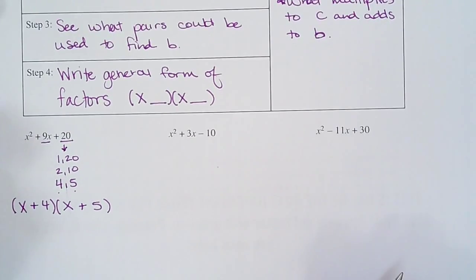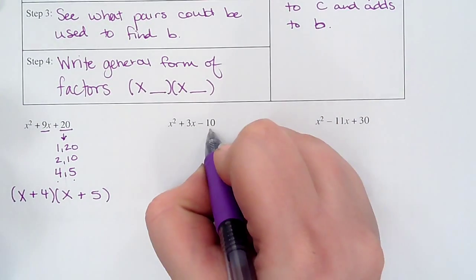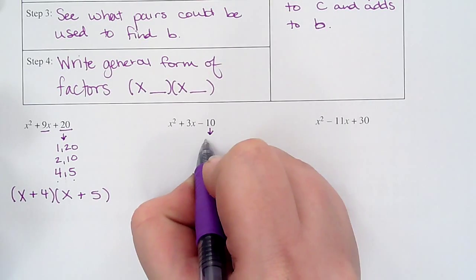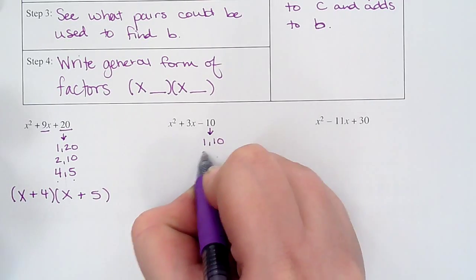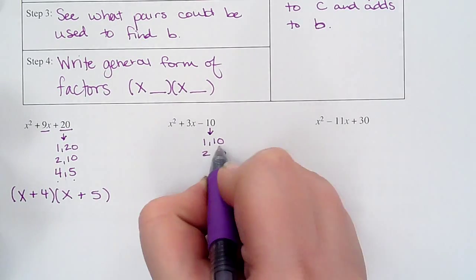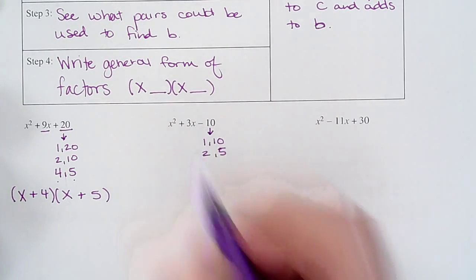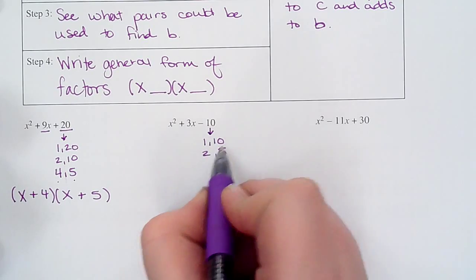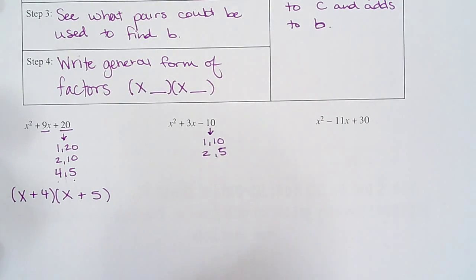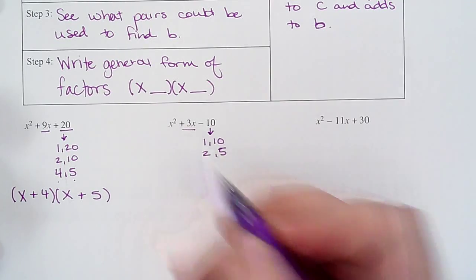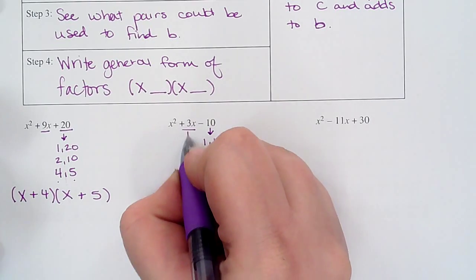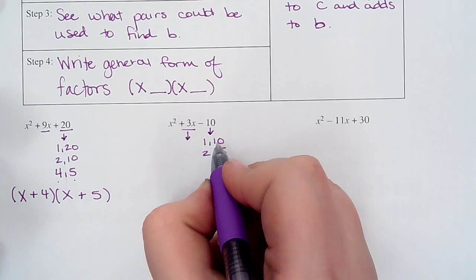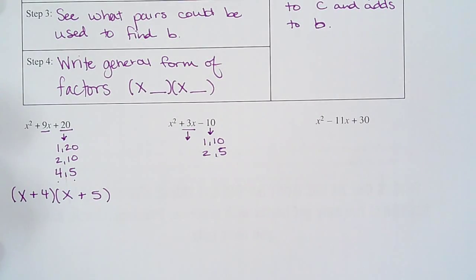All right, let's do another one here. I'm going to list the factors of C, in this case, 1 and 10, 2 and 5. Now you're going to ask, why didn't I take this negative into account? Well, I'm about to. This negative means that one of these terms has to be negative, but I don't know which one. That's what this middle term is going to tell me. So when it comes to having a positive 3, how do I get that out of these pairs?